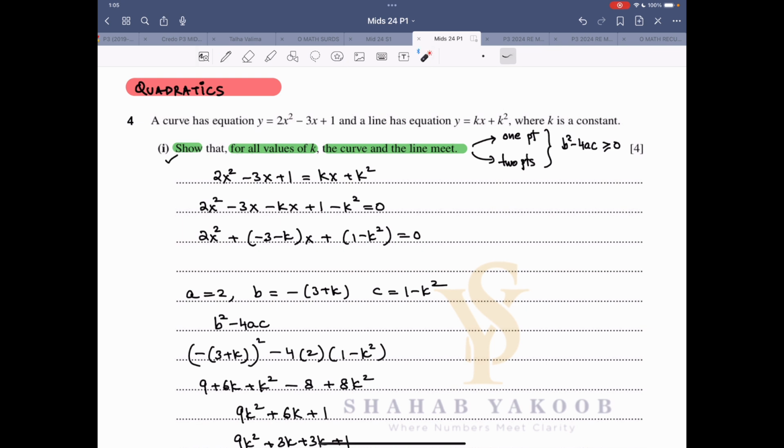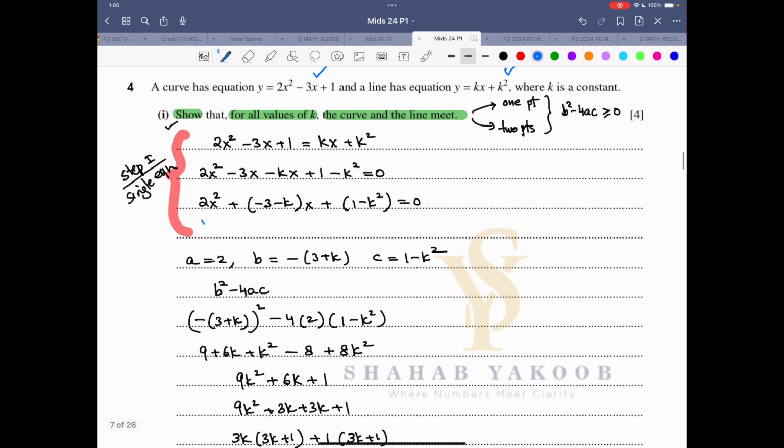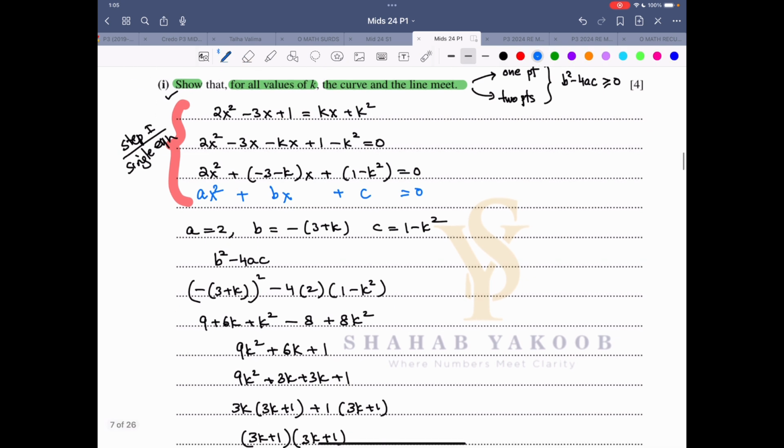So now what I've done is that, first thing, let me write down the first step. So step number 1, that is form a single equation. So step 1, we need a single equation, which is by equating the equation of the curve and the equation of the line. And then we write underneath ax squared plus bx plus c equals 0. And let me just make the sign a little bit better. So therefore, a comes out to be 2, b comes out to be, I've taken minus common out, 3 plus k, c is 1 minus k squared.